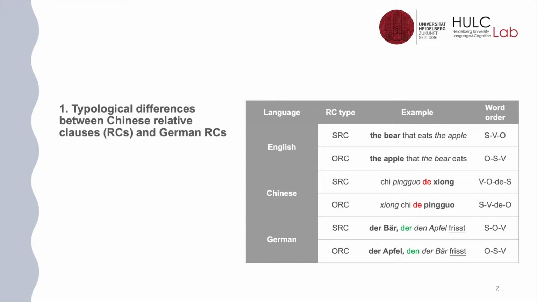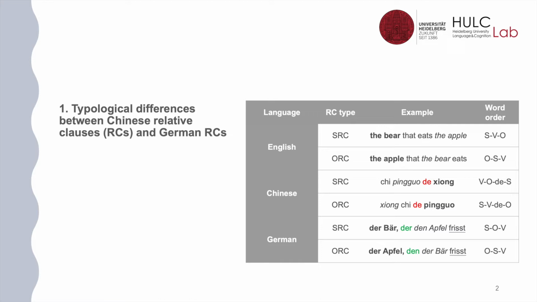Concerning the position of the head noun relative to RC, there are typologically primarily two different RC types. Head final RC, such as Chinese RC, where the head noun stands after the RC. Compared to Chinese RCs, English and German RCs are typical for the head initial type. Here are two examples, each of SRC and ORC in the three languages with the head noun marked in bold and the embedded noun marked in italics.